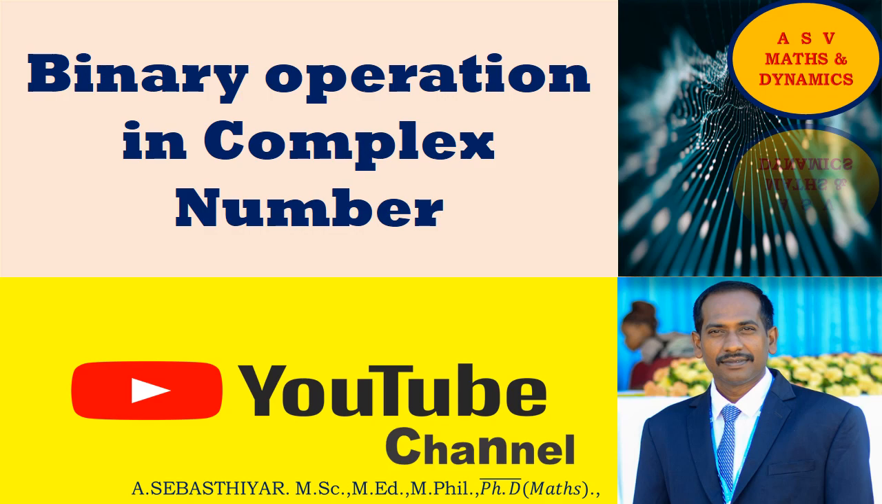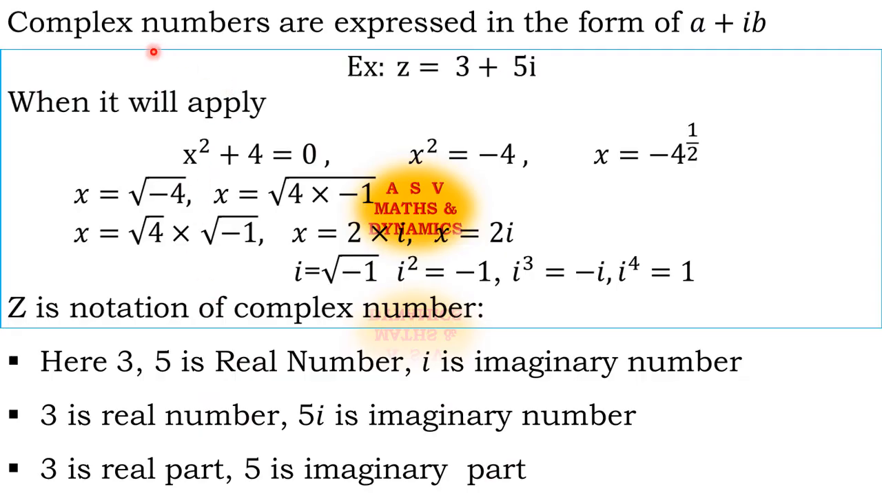Let me come to explain the content, complex number. The complex numbers are expressed in the form of a plus ib. We want to read a plus ib. It is one of the number structure. What does number structure mean? From the natural number, whole number, integer, then rational number, irrational number, real number, then it is a complex number.